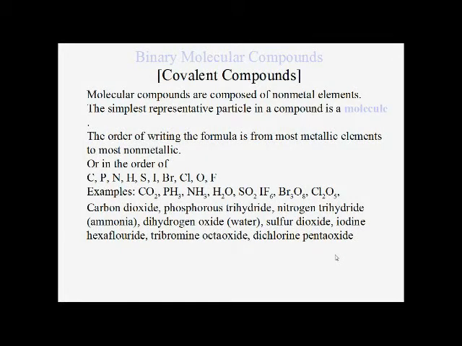We are now going to look at binary covalent compounds. Binary means two elements. Covalent will be nonmetal with nonmetal. There are two types of covalent compounds, inorganic and organic. We're going to do inorganic. Inorganic are compounds that do not contain carbon, generally, except for carbon dioxide and carbon monoxide.